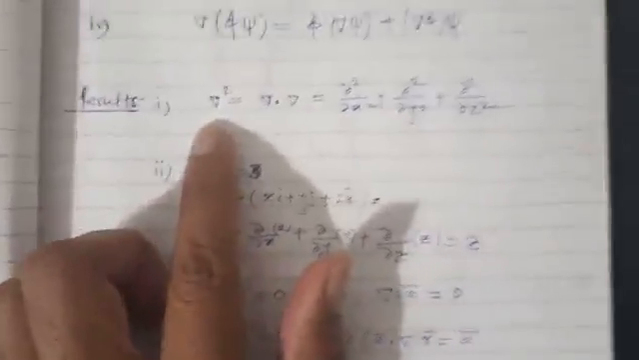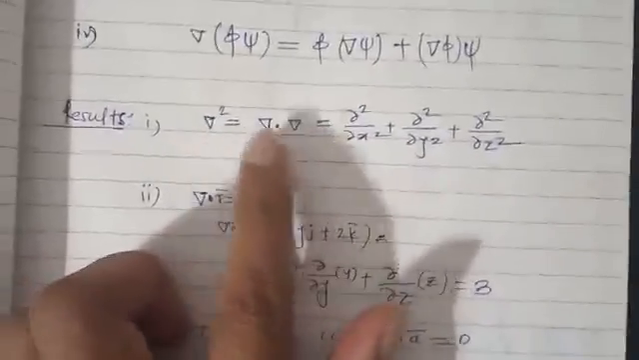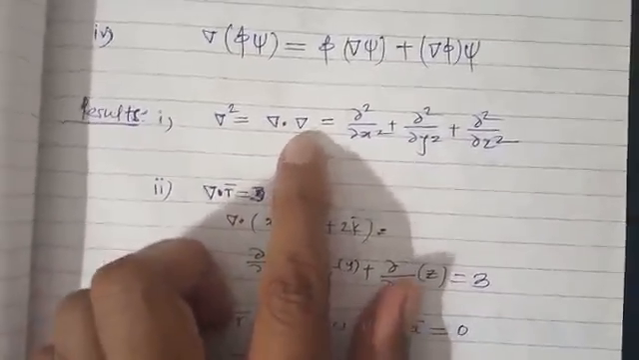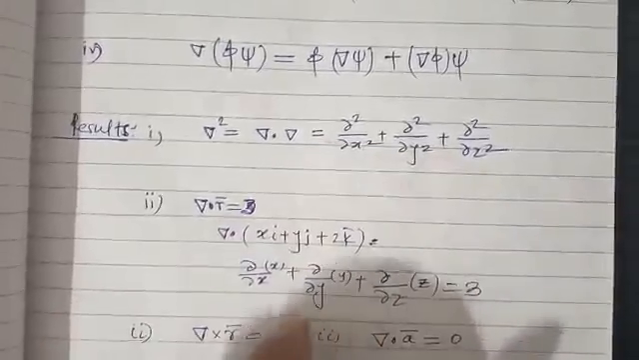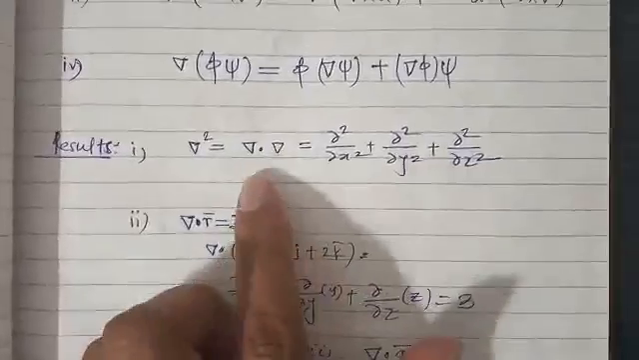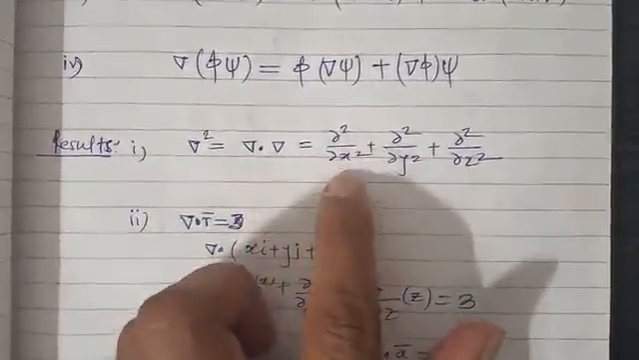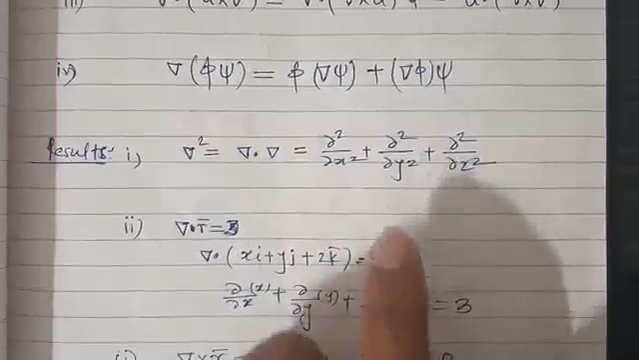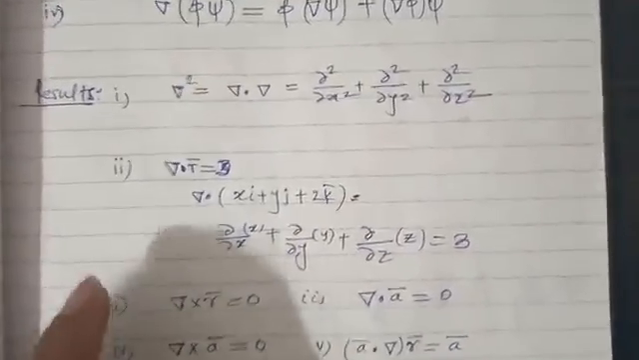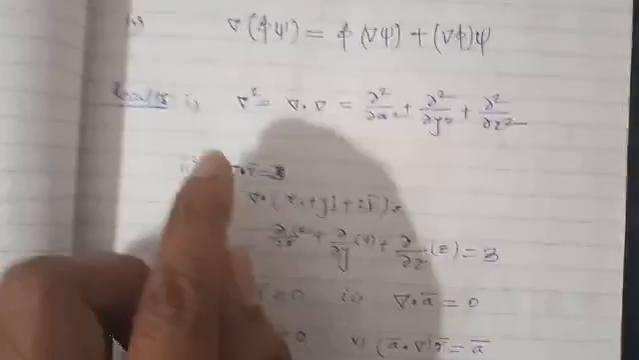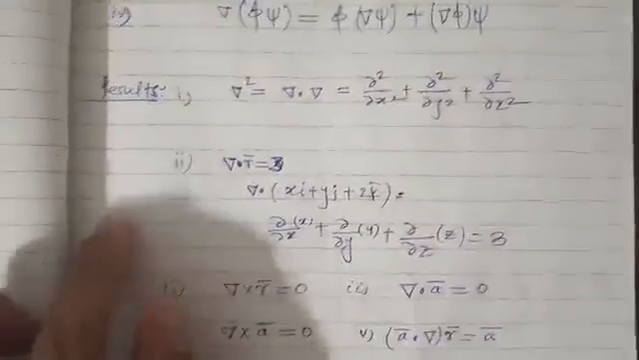Now some important results, or important properties, of del. Del square is equal to del dot del, and we know that del is i into del by del x plus j into del by del y plus k into del by del z. So del dot del is simply del square by del x square plus del square by del y square plus del square by del z square. You must remember that del square equals del dot del.